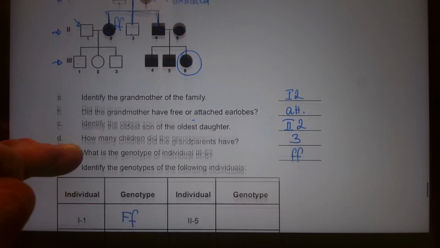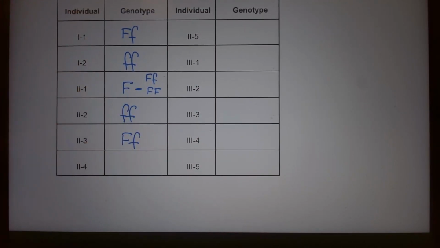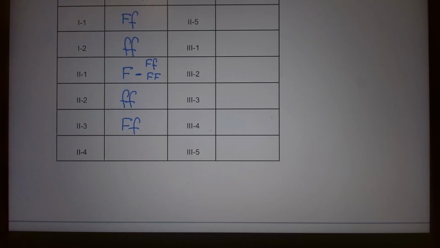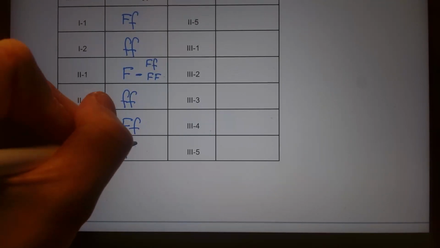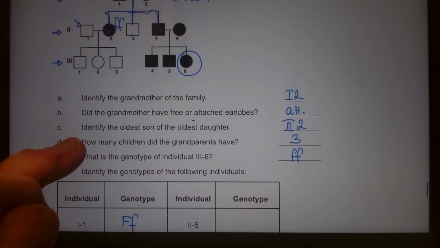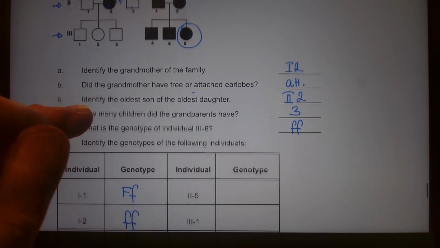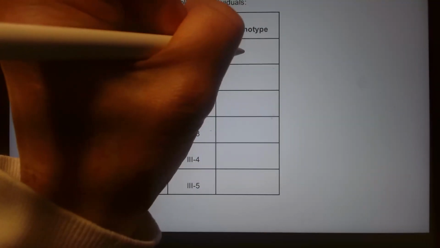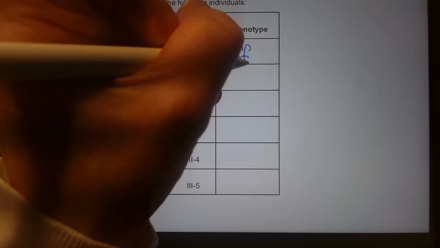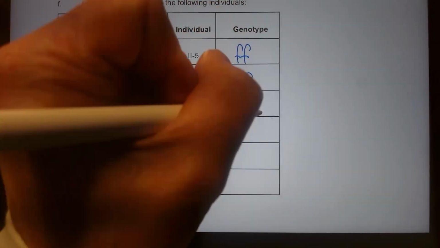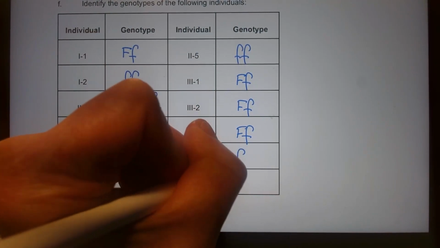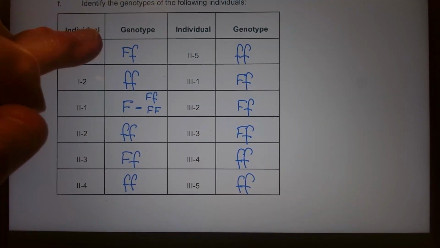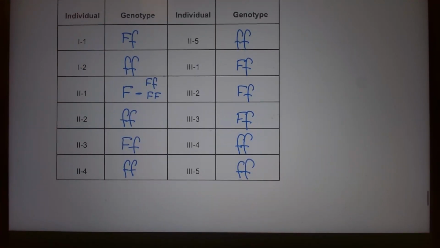3 is going to be heterozygous. 4 is going to be homozygous recessive. 5, 5 is going to be homozygous recessive, and this is heterozygous, heterozygous and homozygous recessive organisms. And that's it for this.